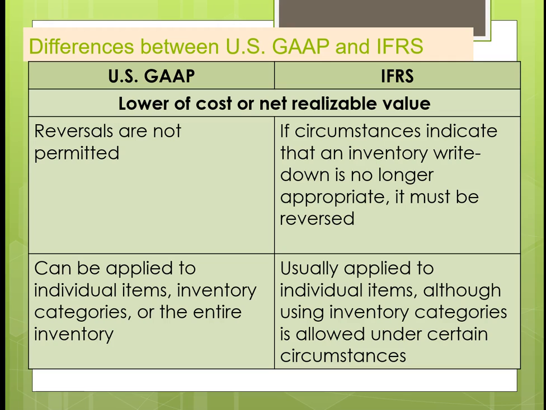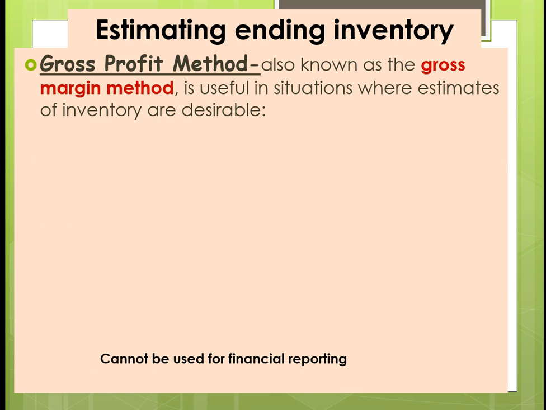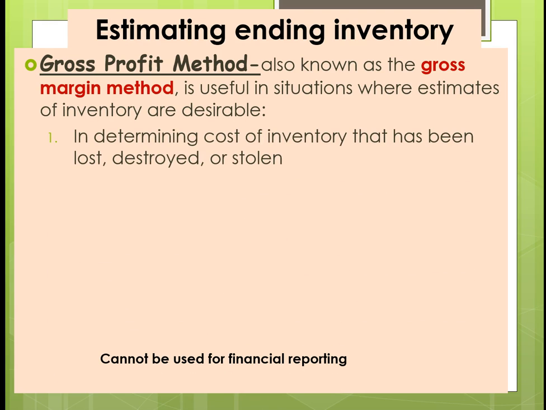Now the last thing we're going to cover in part 1 is the gross profit method. This is used to estimate inventory when you're using periodic and you don't have time to do a physical inventory and it's between reporting periods. You cannot use this for financial reporting purposes, but you can use it during the month, especially if you've had a fire. So the gross profit method, also known as the gross margin, is useful in situations where estimates are desirable.